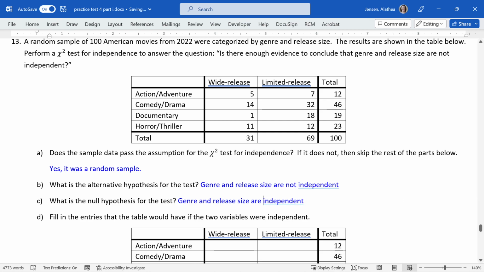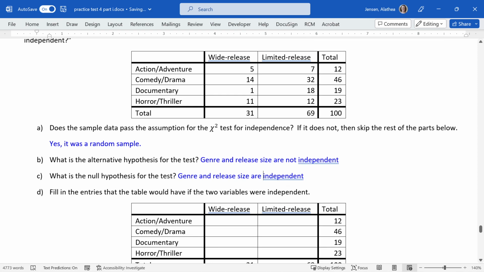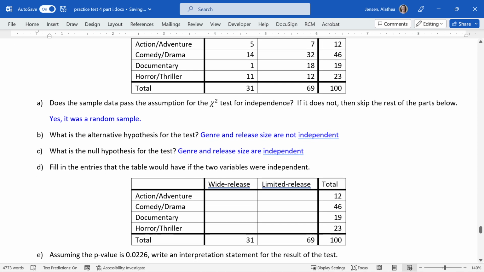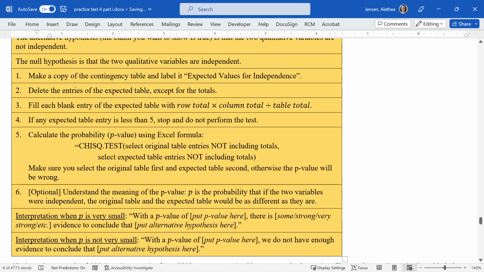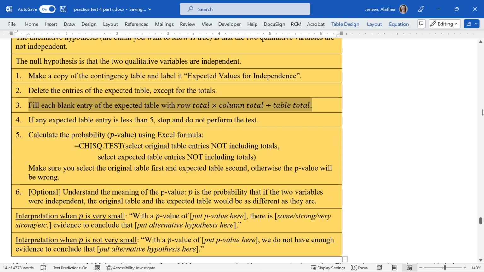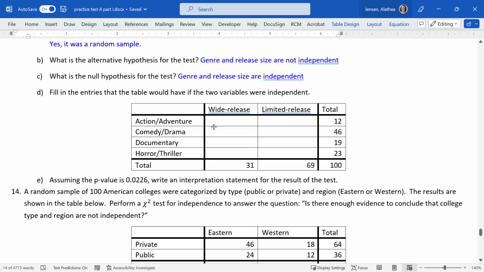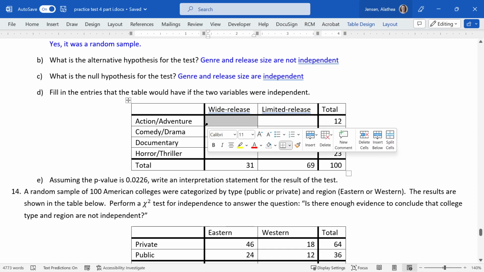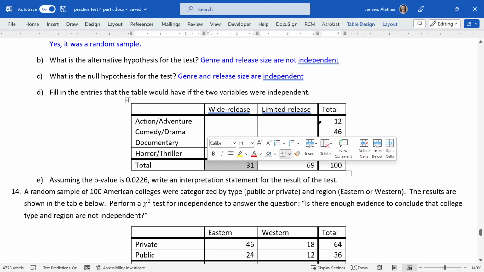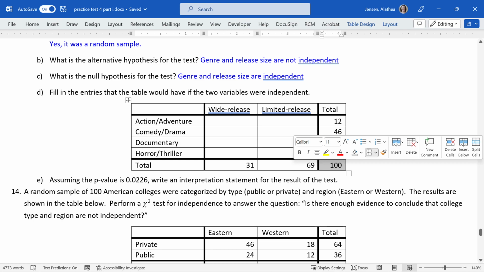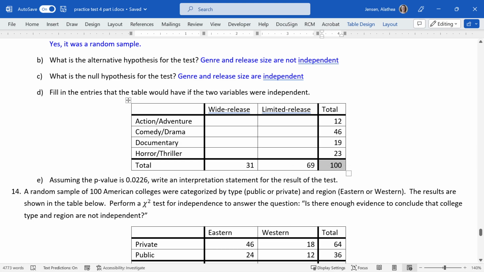Okay, and then the only part that you have to do any calculations on is making a copy of the table and filling it in the way that you would if the two variables were independent. So there is a formula for this, and it's given in this table up here. Fill each blank entry of the expected table with row total times column total divided by table total. For example, in this top left entry right here, I would be multiplying 31 times 12, and then I'll divide by 100. So it's the column total times the row total, and then divide by the table total. I just got a calculator and did that, and it was 3.72.